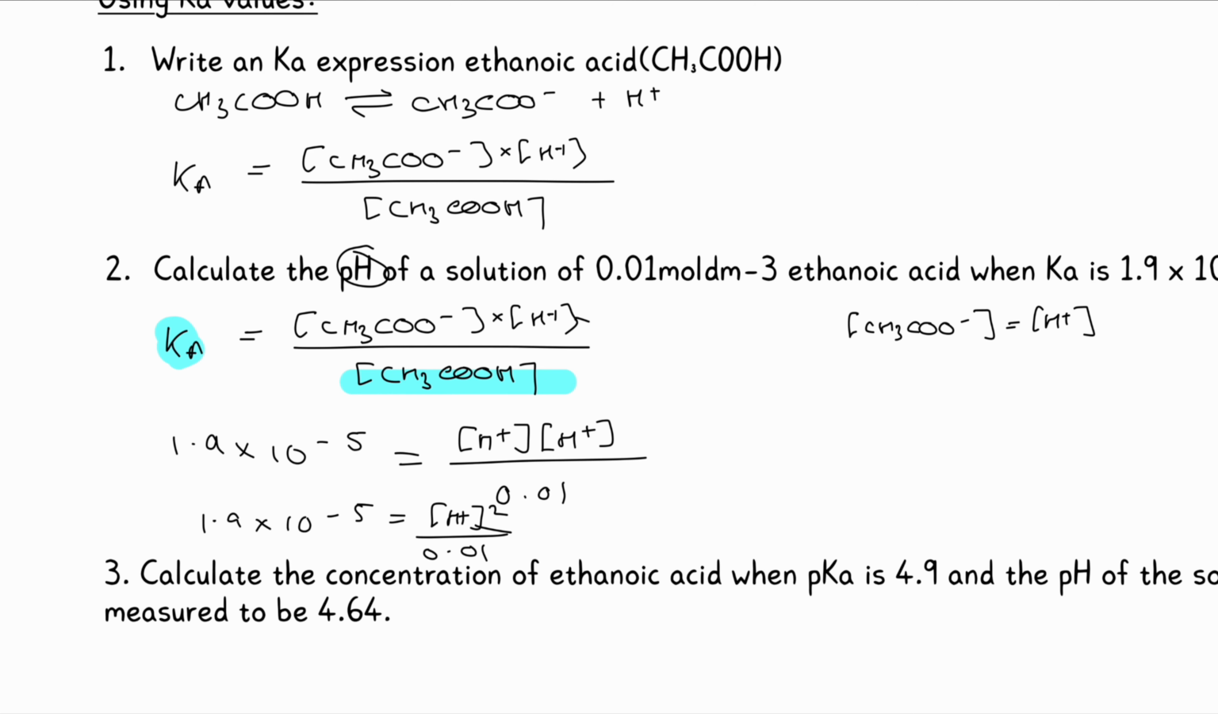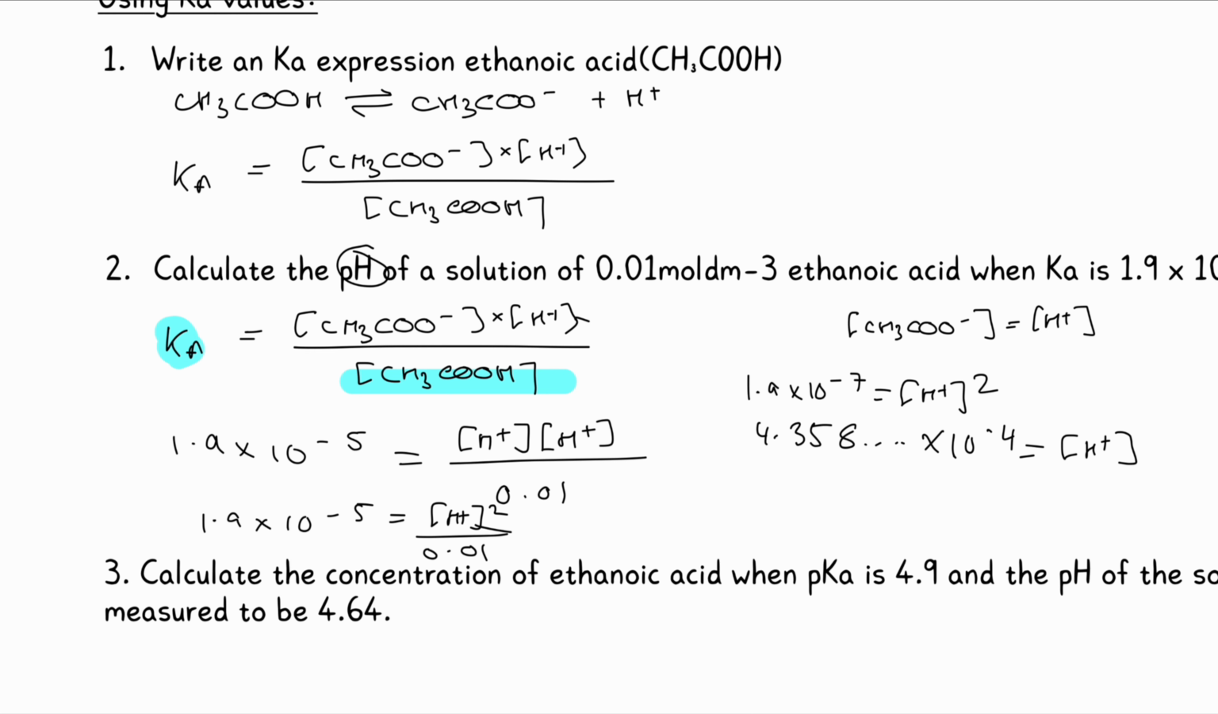Let's times by 0.01 on both sides. So I'm just going to do that on my calculator. That's 1.9 times 10 to the minus 5 times 0.01. That's going to give me 1.9 times 10 to the minus 7. And that's the hydrogen ion concentration squared. Doing the inverse of squared is square root, so square root both sides. And that's 4.358... times 10 to the minus 4. I'm not going to write the whole thing, but please make sure you keep the exact value in your calculator.